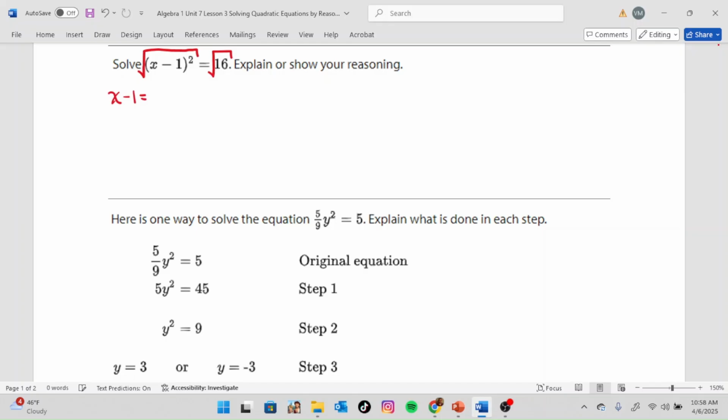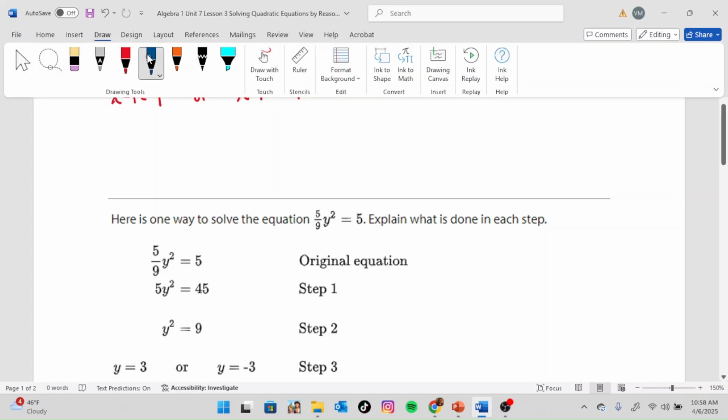So x minus 1 could be 4, or x minus 1 could be negative 4, because 4 times 4 equals 16, and negative 4 times negative 4 also equals 16. So now that we have this, we're going to solve each one.